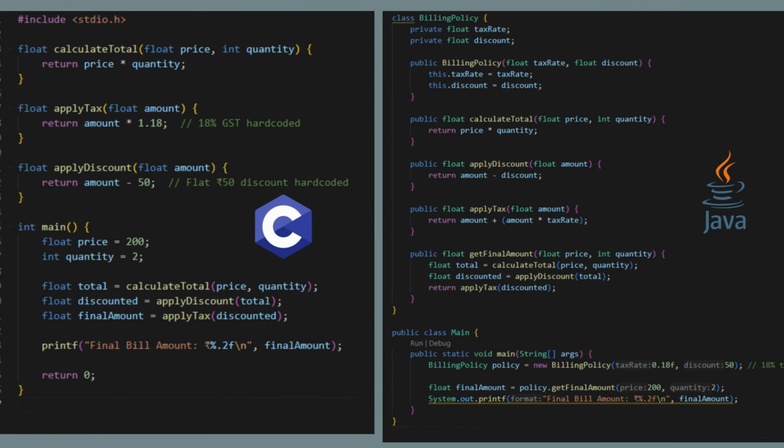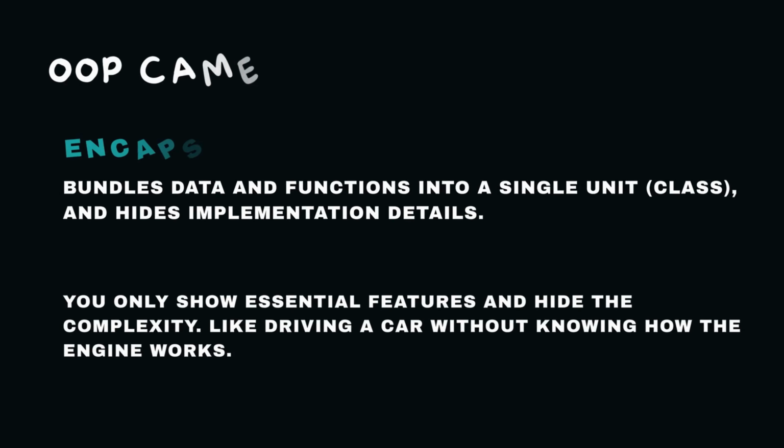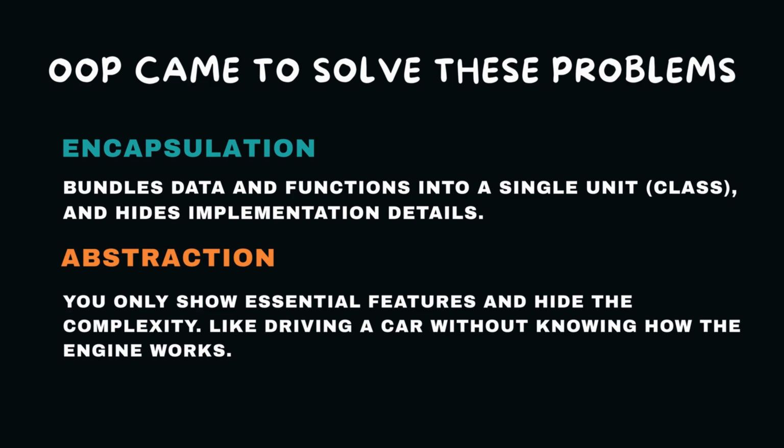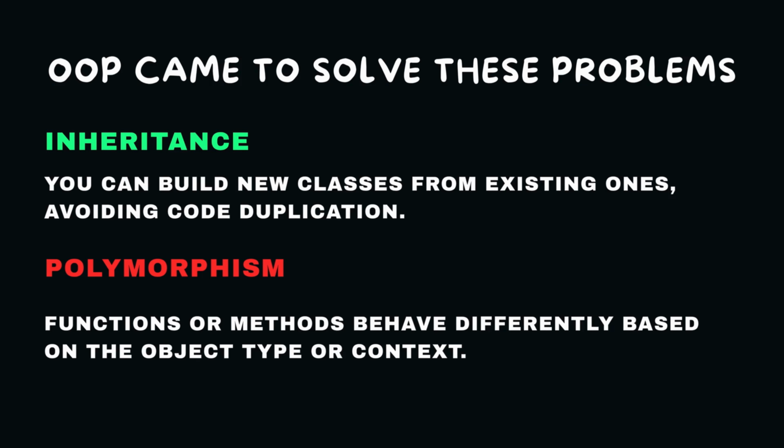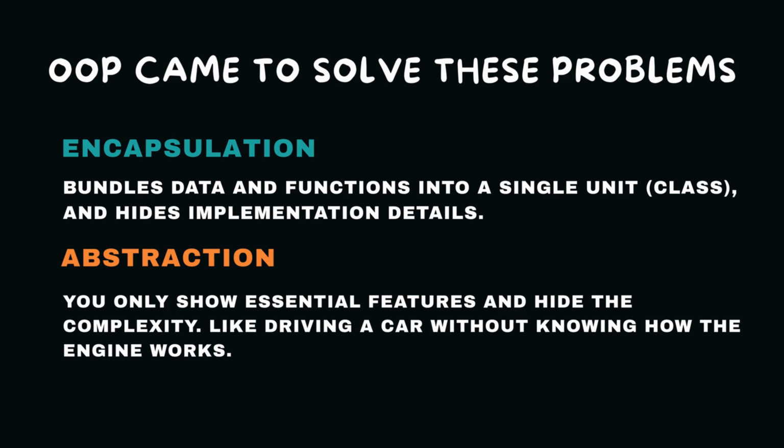To overcome these problems, OOPS comes into the picture. The core principles of the OOPS concept are encapsulation, abstraction, inheritance and polymorphism. We will learn these concepts one by one in future classes, and understand them very deeply with live coding examples. The first one is encapsulation, which we have already seen. In C, there is no concept of data hiding, but in OOPS we have encapsulation, which bundles the data and functions into a single unit, that is a class, and hides the implementation details.